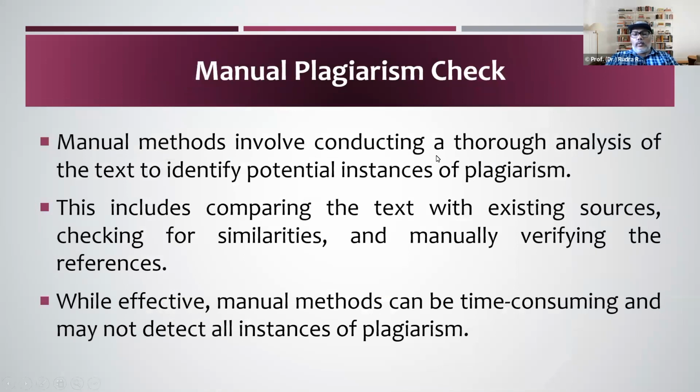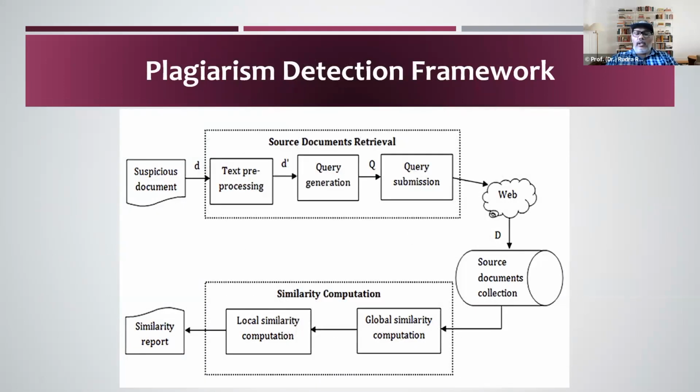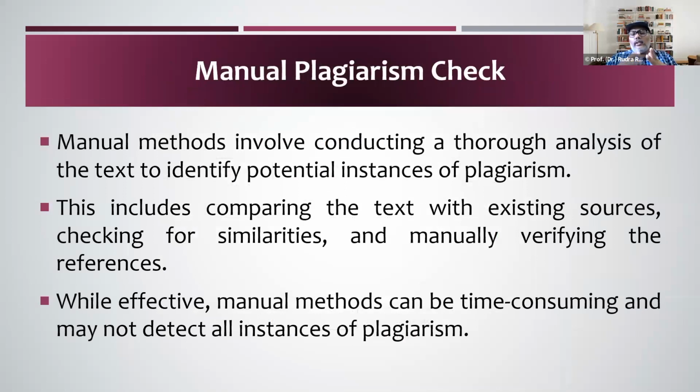Manual plagiarism check. Initially we were talking about detection. Now let's talk about how you can check plagiarism manually. It is another technique. Manual methods involve conducting a thorough analysis of the text to identify potential instances of plagiarism. Expert people can tell you whether something is plagiarism while reading through your document, because various instances happen in this category. This includes comparing the text with existing sources, checking for similarities, and manually verifying the references.